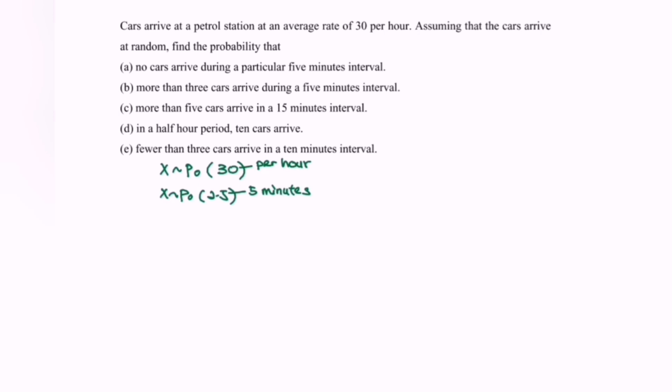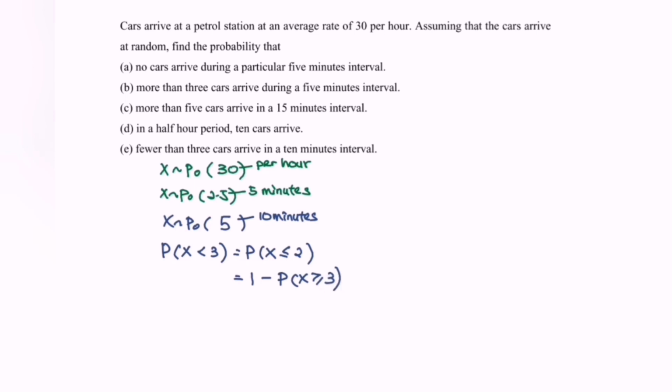Next, question E. Fewer than 3 cars arrive in 10 minutes. So the title refers to 10 minutes, meaning we have to multiply by 2, so lambda will be equal to 5. Referring to the question, the probability that X is fewer than 3 cars, so less than 3. Kindly modify this to the probability that X is less than or equal to 2. So we have another formula: 1 minus the probability that X is greater than or equal to 3. By referring to the table, we will have 1 minus 0.8753. So the probability that X is less than 3 will be equal to 0.1247.